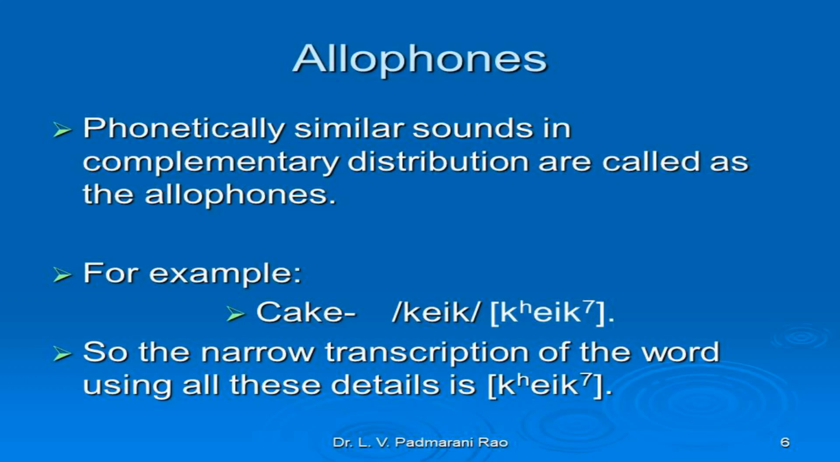Let us go down to the discussion of what is called the allophone. Phonetically similar sounds in complementary distribution are called allophones. Complementary distribution means that the sounds cannot occur in the same phonetic environment. And by this time, we understand what this phonetic environment is: occurring in the same position, word initial, word final, and word medial positions are called the environments.